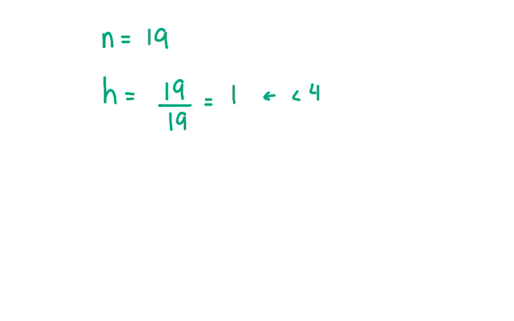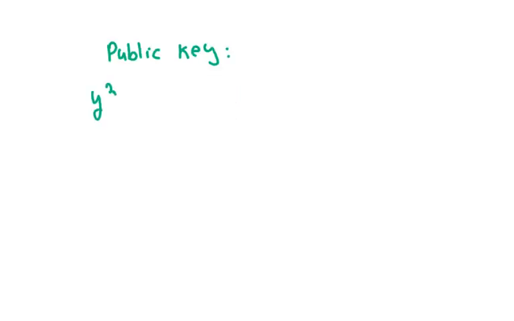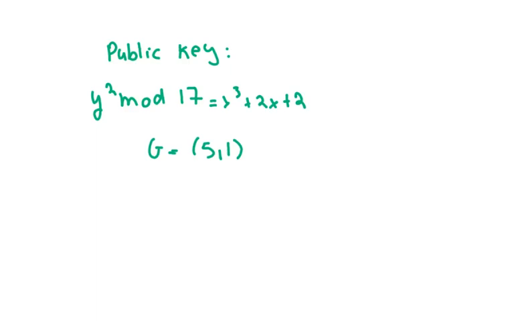So let's say that an individual, Bob, has just finished doing all of this key generation. He releases his public key, which in this case is the equation for his chosen elliptic curve, y squared mod 17 is equal to x cubed plus 2x plus 2. And he also releases his generator point of 5, 1, the order of g, which we said was 19, and the cofactor, which we said was 1.